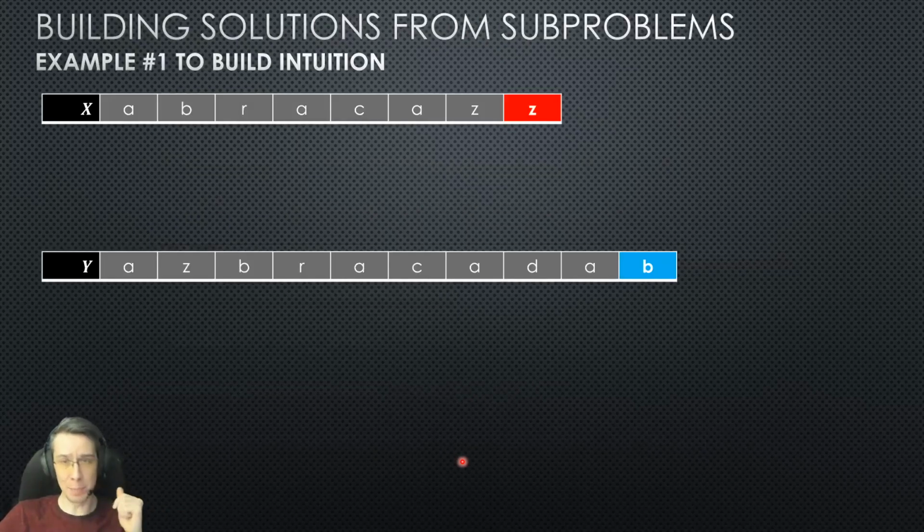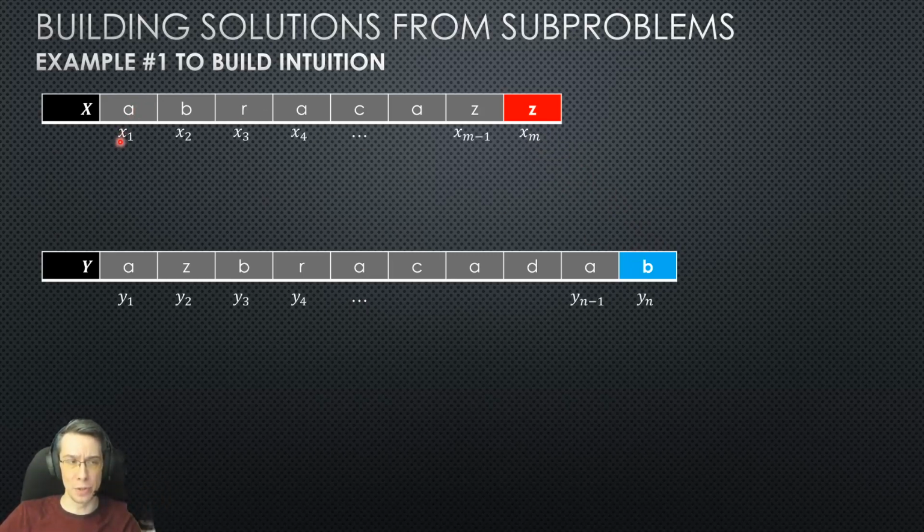And I'm going to try to explain how we do that by working from a couple of different examples to build intuition. So suppose we have this example string here, X, which is ABRACAZ, A-B-R-A-C-A-Z, and then Y is going to be A-Z-B-R-A-C-A-D-A-B-R-A. Okay, and here in these two example strings, X and Y, the last letters don't match. Z and A don't match.